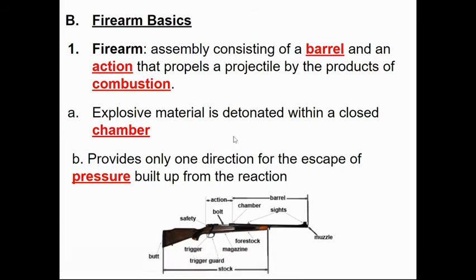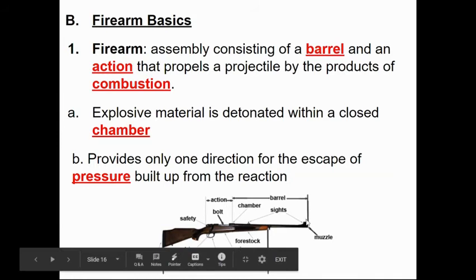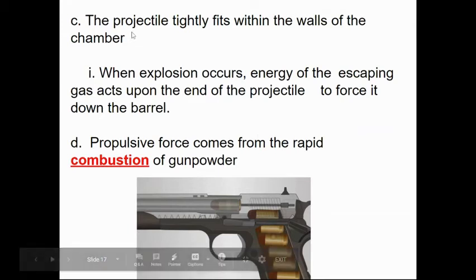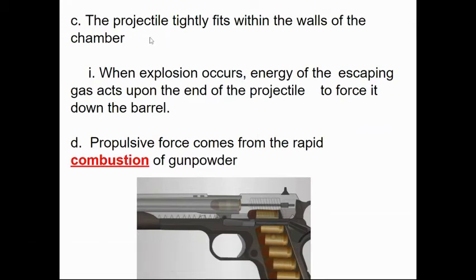Where is this taking place? That explosion occurs in a part of the firearm called the chamber. So that is where the ammunition is loaded. And once it explodes, there's one direction for the escape of the pressure, which should be the end of the gun here. So the projectile has to fit tightly into the walls of the chamber, so it creates basically a seal. And again, everything's a little more complicated than this, but for now, let's oversimplify it to get the basics, and then we'll build our understanding from there.